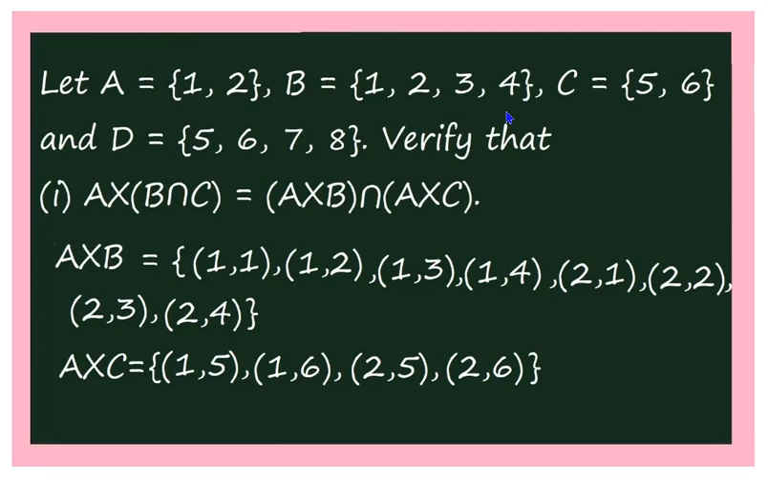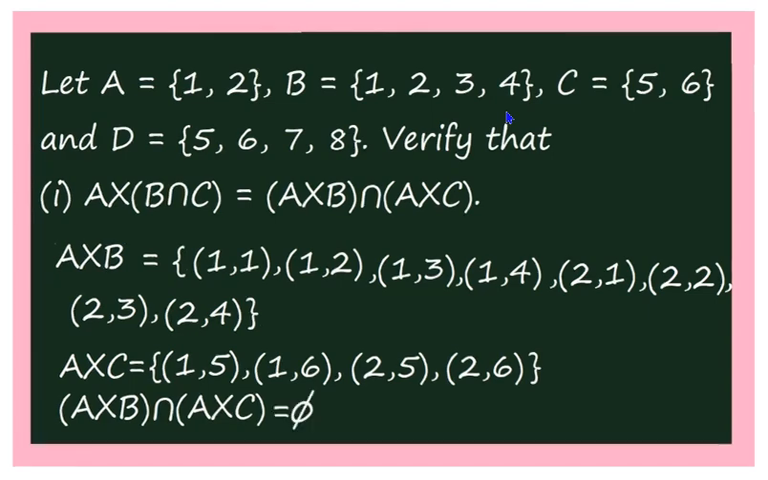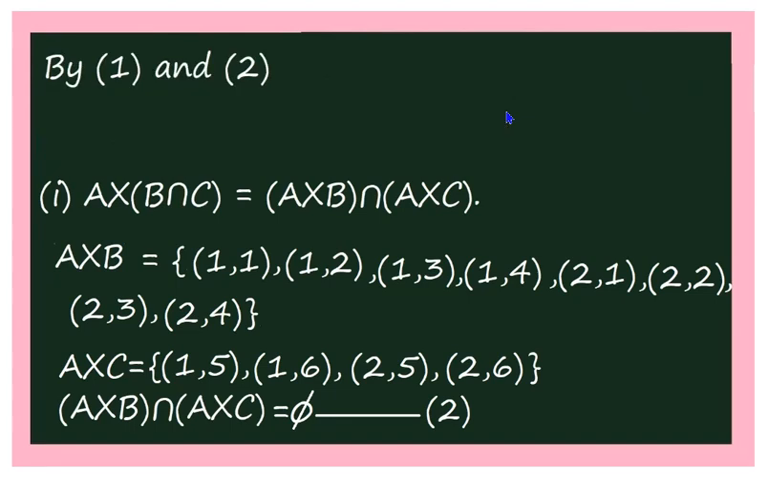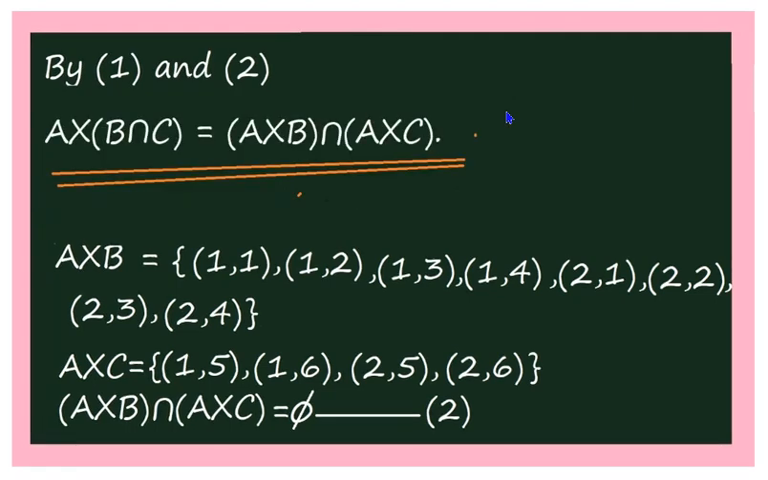Now we have to find (A × B) ∩ (A × C), and there is no common element in A × B and A × C. That's why (A × B) ∩ (A × C) is also the empty set. Call this equation 2. In the first equation the left hand side, A × (B ∩ C), was the empty set, and now (A × B) ∩ (A × C) is also the empty set. Therefore, by equations 1 and 2, A × (B ∩ C) is equal to (A × B) ∩ (A × C).